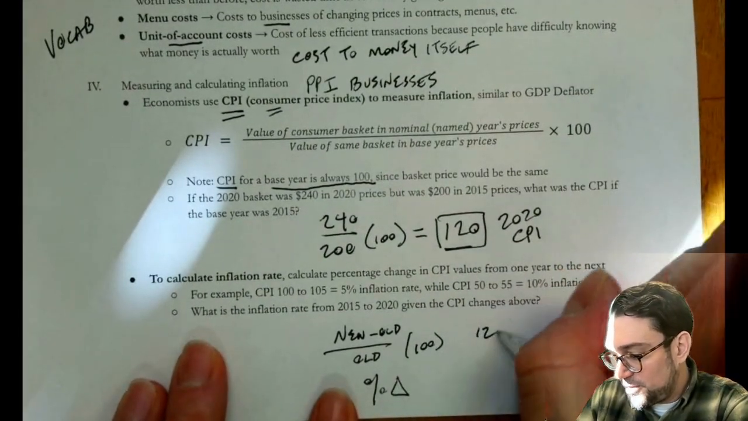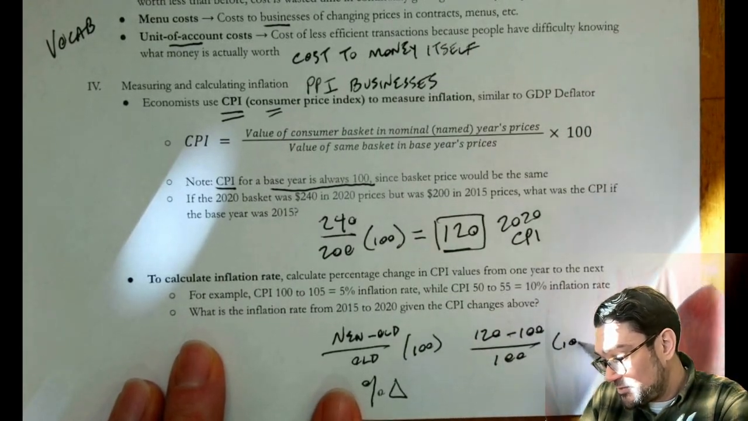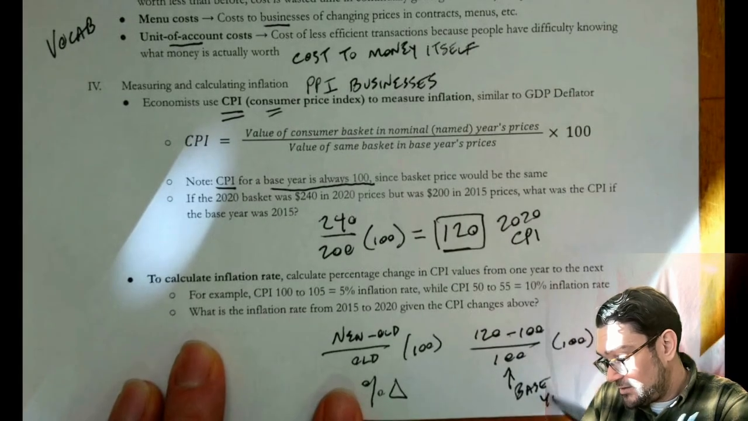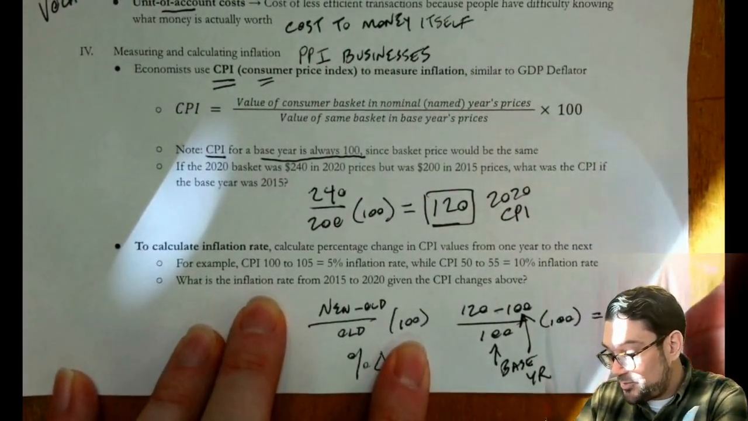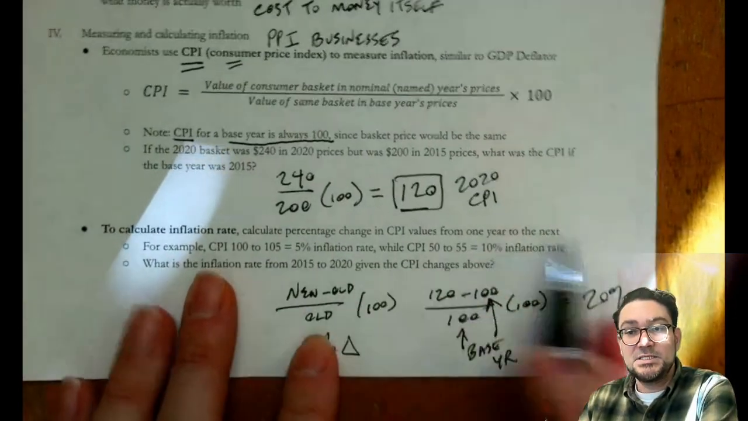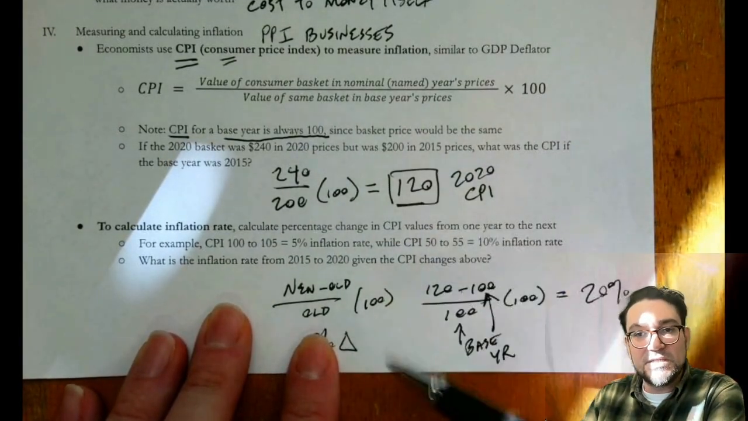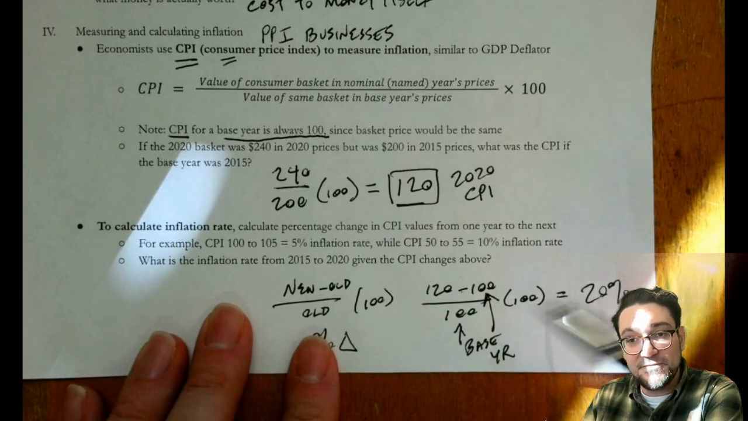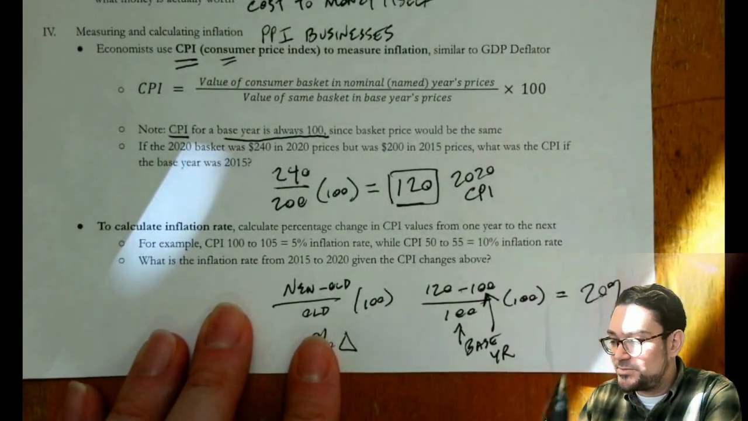The new value would be 120. The old value is 100, over 100 times 100, because this is the base year. And that gives us a 20% change in prices. So we basically do the same process that we did with GDP deflator. We could do it with the CPI, and the CPI is constructed very similarly to the GDP deflator. It's the value in nominal terms divided by the value in the base year terms.